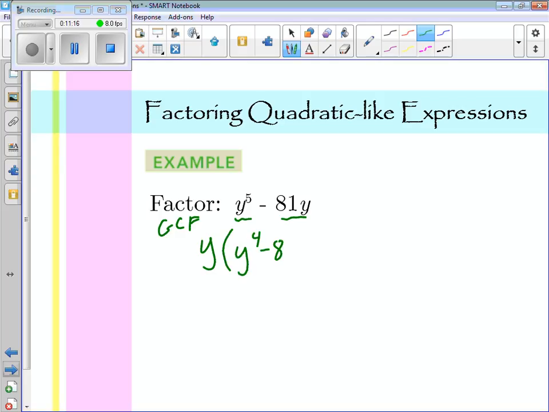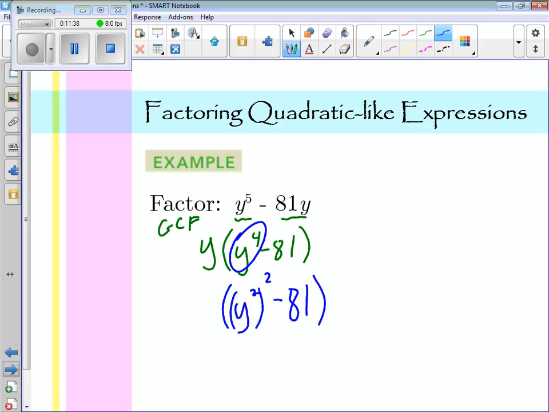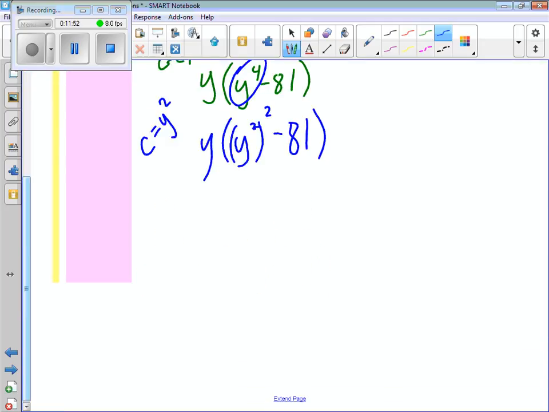Now we have y to the fourth. It's quadratic-like. It's a fourth instead of a square. So what can I do? Y to the what power will give me a square? You should be saying 2, hopefully. I'm writing this all backwards, but okay. Replace the y squared with any letter you want. So let's go with c equals y squared. So we have the y on the outside from the greatest common factor, and we have c squared minus 81.